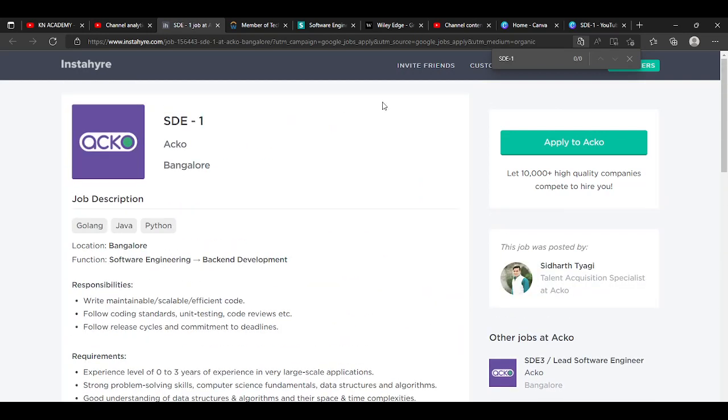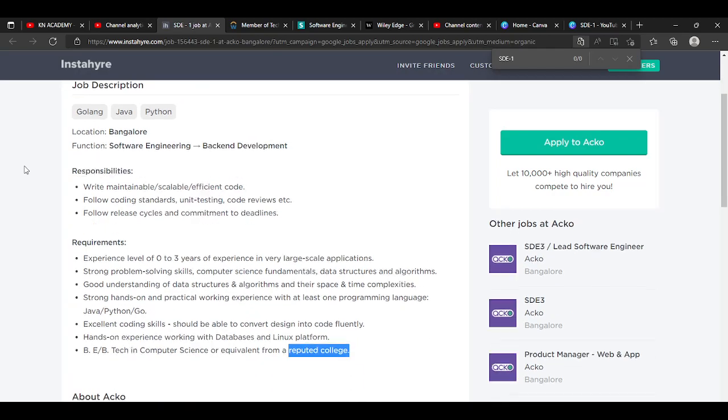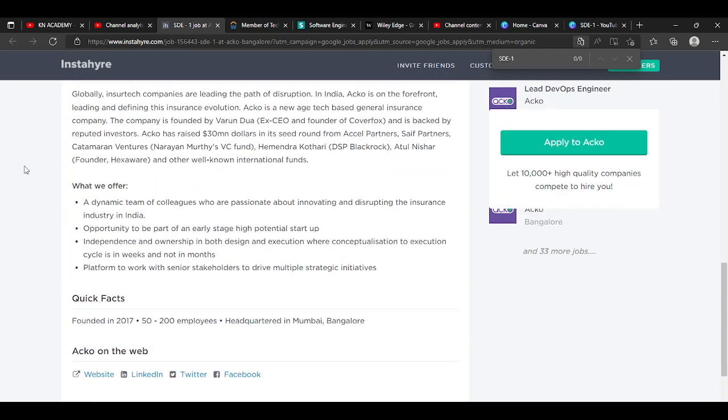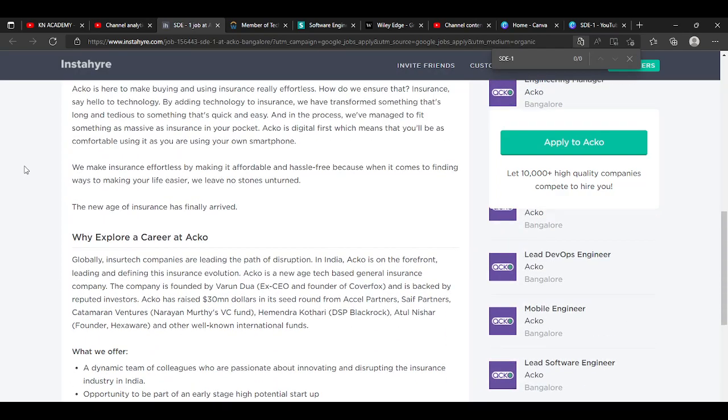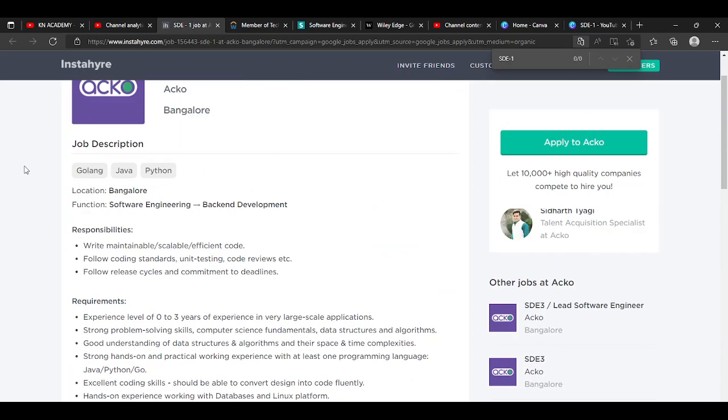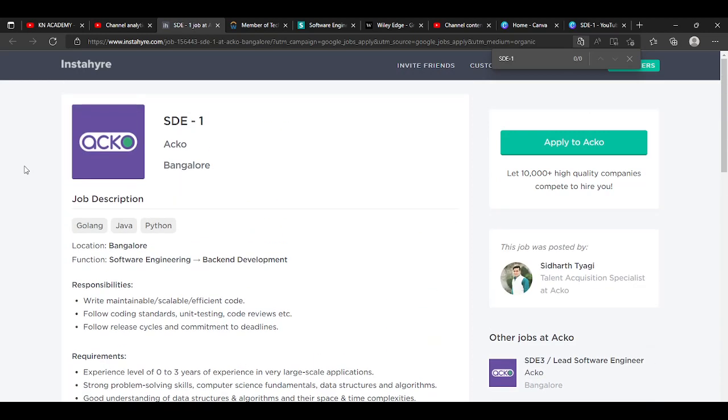So if you are applying for this job, make sure that you must have good knowledge about data structures and algorithms. Because this company requires a good knowledge of data structures and algorithms and some knowledge of DBMS also and your projects. So make sure you have good knowledge about your DBMS, projects, data structure and algorithm, then you can apply for this.